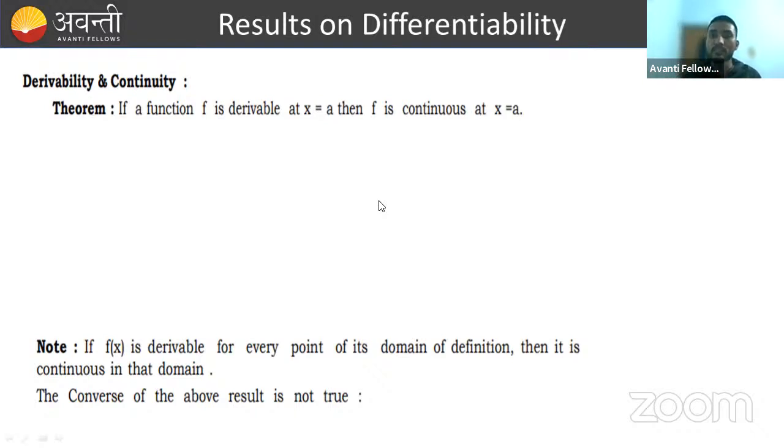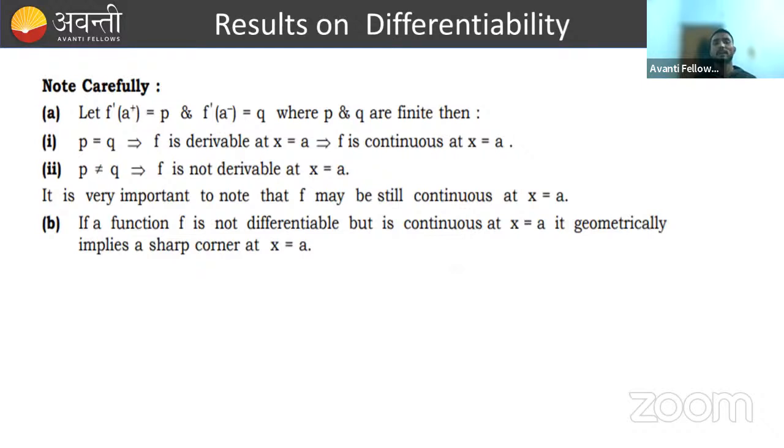I was talking about the sharp corner, right? In the sharp corner, the function was continuous, but there was a sharp turn. So that's why a continuous function can't always be differentiable, but a differentiable function will always be continuous. Just keep these things in mind. These are some notes that will help you, like f dash a plus, suppose LHD is p, RHD is p, LHD is q.